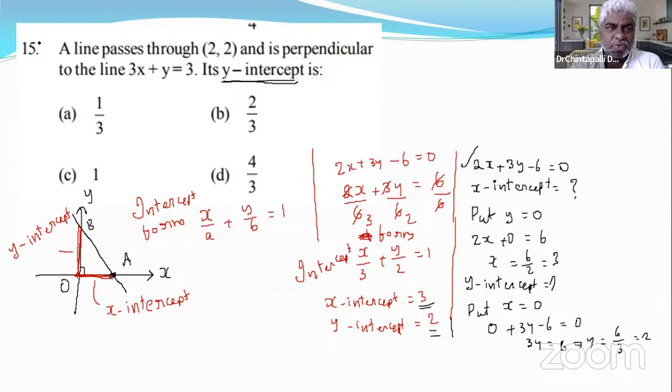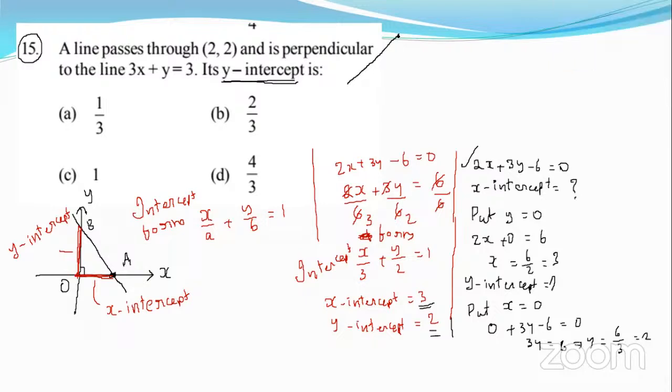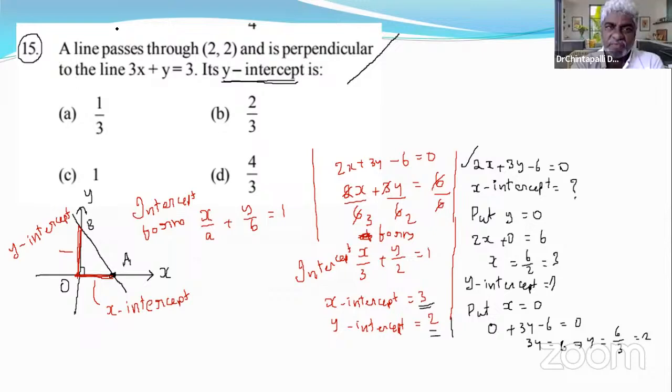A line passes through (2, 2) and is perpendicular to the line 3x plus y is equal to 3. We know the relation between perpendicular lines. When two lines are perpendicular, the product of their slopes is -1. And you know well the most used formula in straight lines is the point-slope form, that means y minus y1 is equal to m times x minus x1.